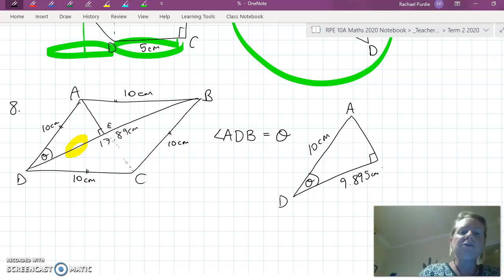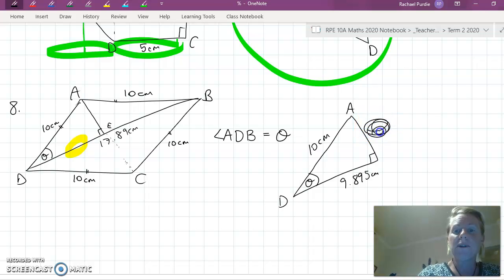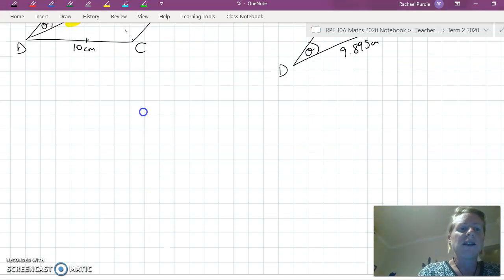And from there we also wanted to know what AC is. That's going to be double whatever that length is, because of the nature of a rhombus.